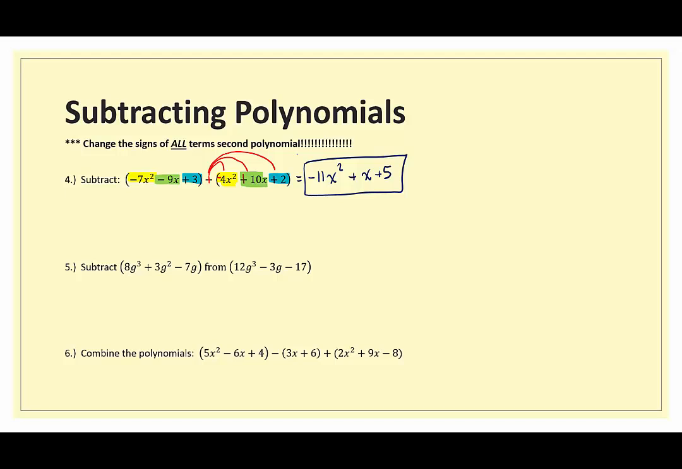How about question 5? So question 5 says subtract this thing from this thing. So that means the 8g cubed plus 3g squared minus 7g, that's the one that's being subtracted. So that's behind the subtraction.